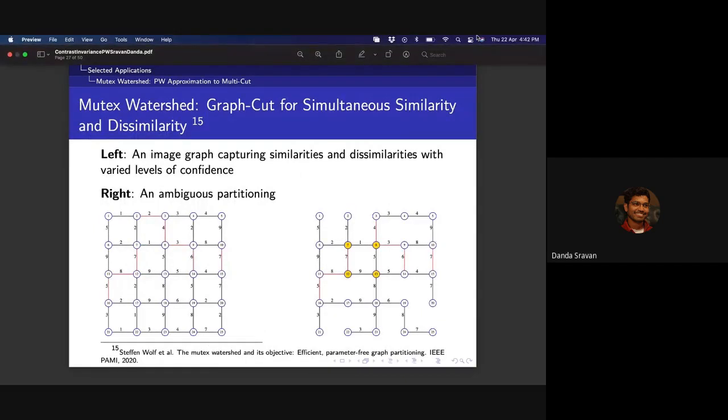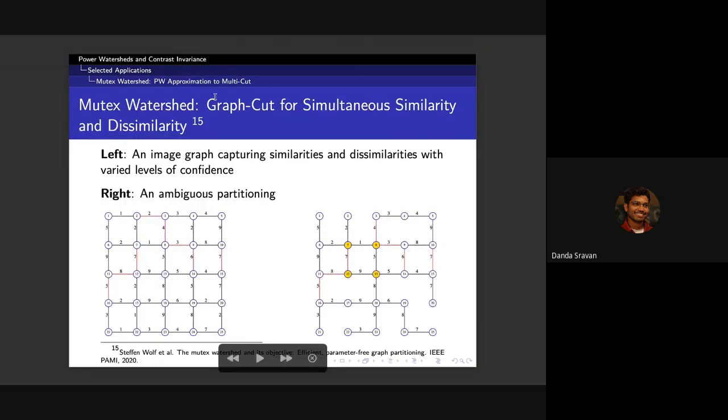So the next application that I want to talk of is that of graph cut, but one which has both similarity and dissimilarity edge weights together. Suppose again I'm interested in the image segmentation problem, but now instead of working with pure similarities or pure dissimilarities, the image on the left has two types of edges, the ones that are colored black and the ones that are colored red.